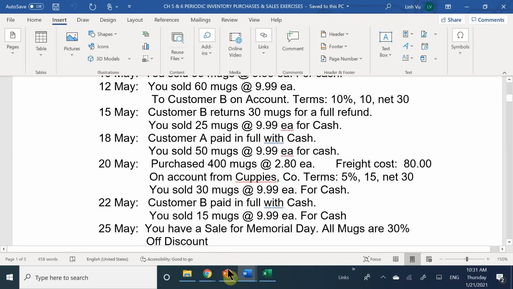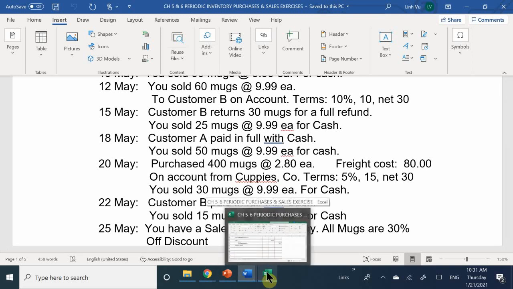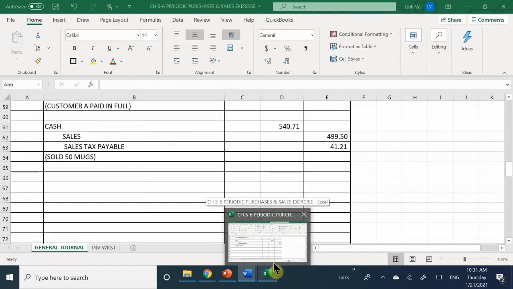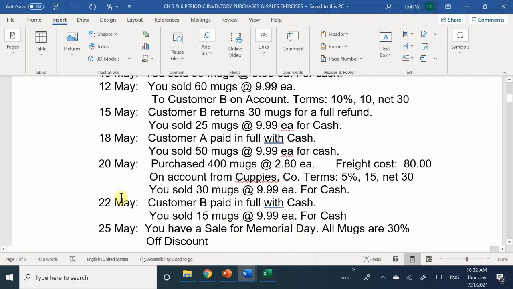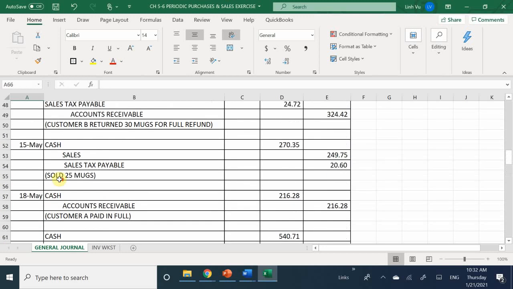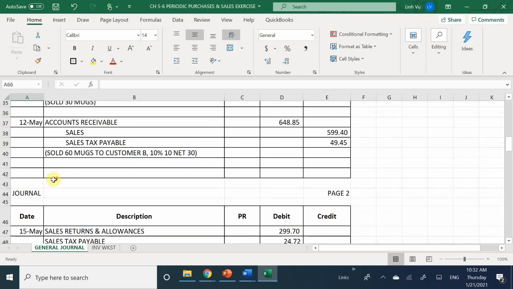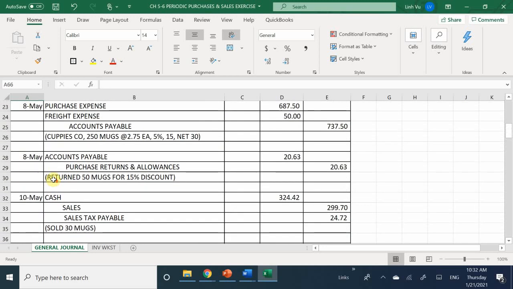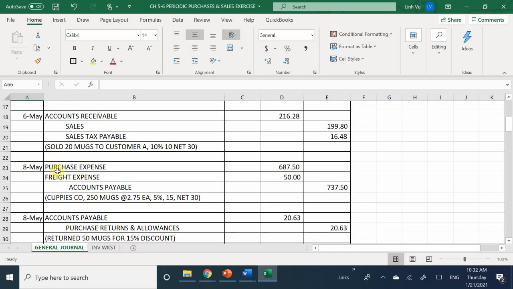Accounts payable, sales, and sales tax payable. Okay. That's dealing with the customer. We are making a purchase of inventory. Sorry, purchase expense. Purchase expense, good. Okay. So we are making a new purchase. So I'm going to go ahead and find purchase expense, freight expense, and accounts payable.